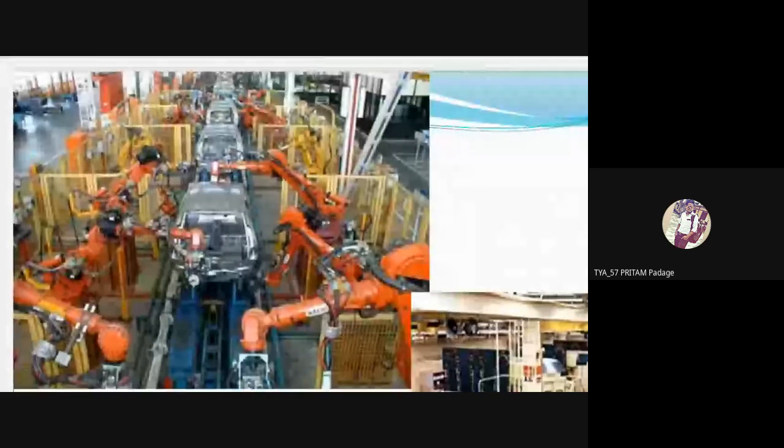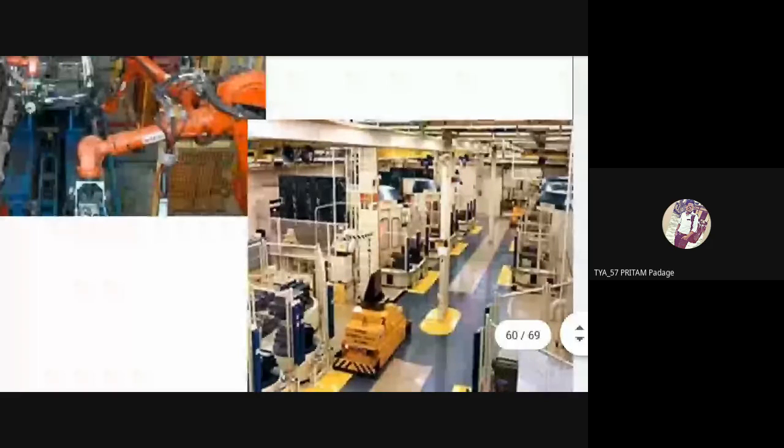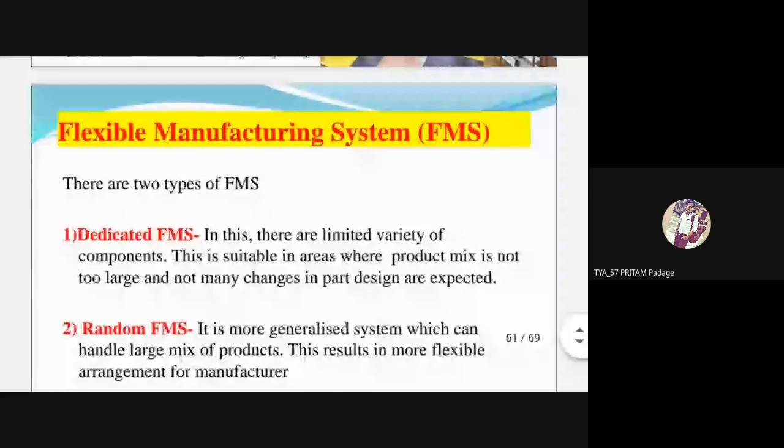Whenever you are in industry, a lot of automation and a lot of advancement is there, so keep that in mind. Now, flexible manufacturing systems also have two types: the dedicated FMS and the random FMS.